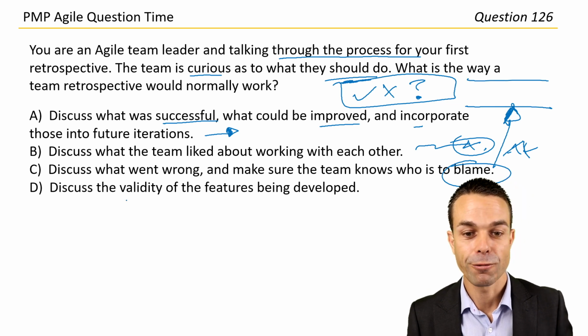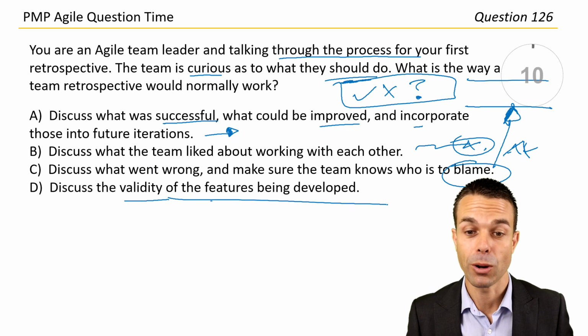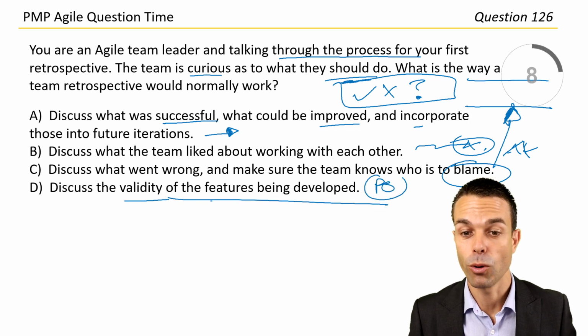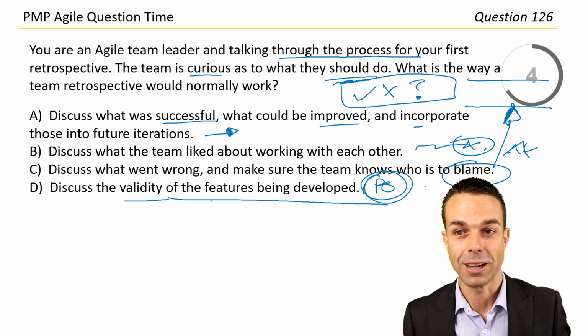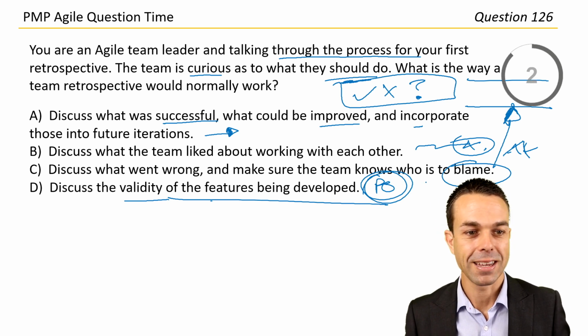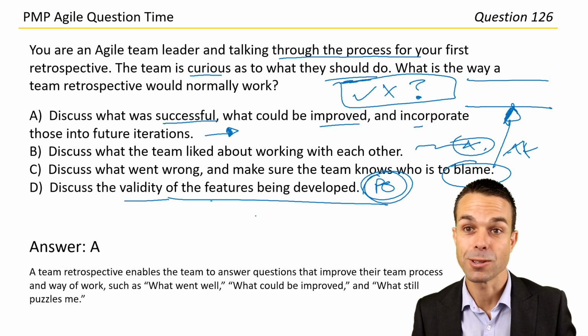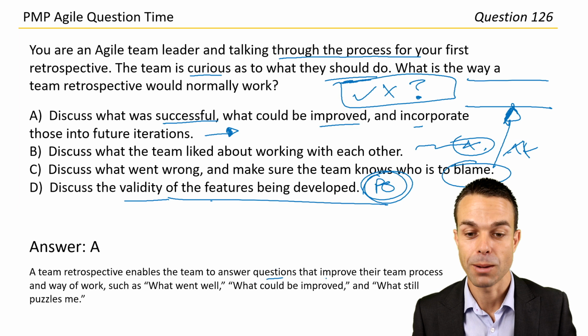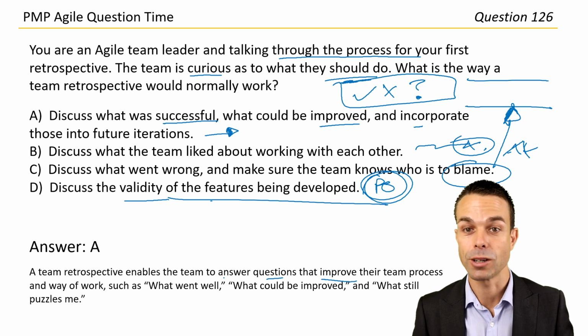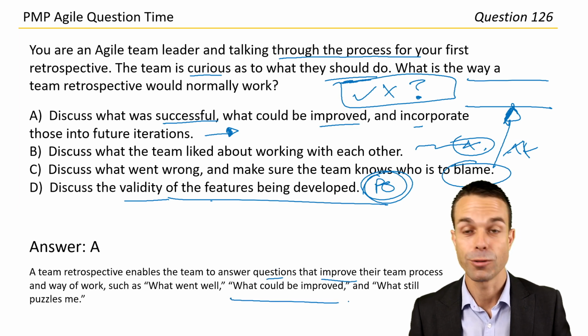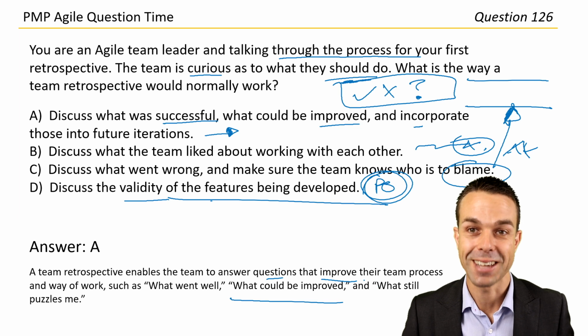Discuss the validity of features being developed. That's more for our product owner. Before iteration planning, they should prioritize those features for us. So I think the correct answer here is answer A, and there it is. A team retrospective enables the team to answer questions that improve their team process and way of work, such as what went well, what could be improved, and what still puzzles me, exactly as we said.